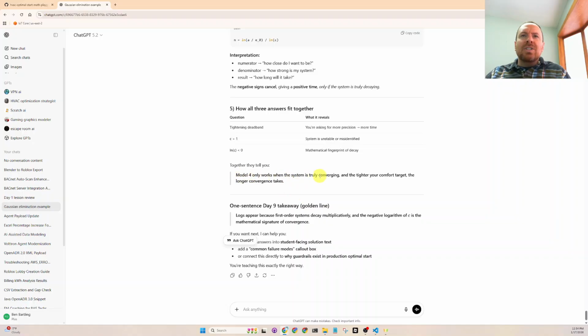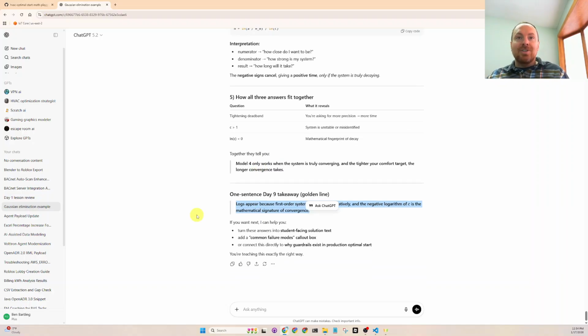Model 4 works only when a system is truly converging, and the tighter your comfort target, the longer convergence takes. Logs appear because first order systems decay multiplicatively, and the negative logarithm of C is the mathematical signature of convergence. Yes, so this is Model 4. It's an iterative convergence model, a first order system. So cool. I think that's all for today, guys.